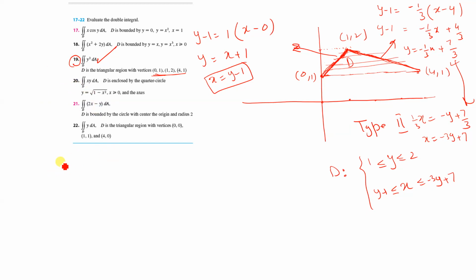The rest you can do yourself. Let me write the corresponding iterated integral. y lies between 1 and 2, and x lies between y minus 1 and negative 3y plus 7, and we have to integrate y square with respect to x first, and then we'll integrate with respect to y. The rest of the work can be done by yourself, so do it yourself. All right.